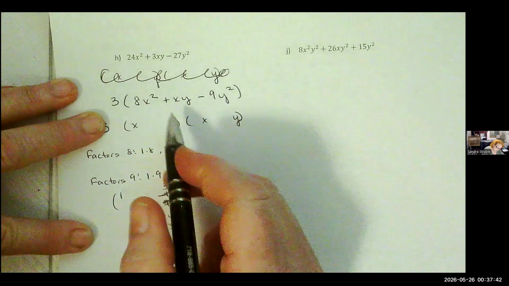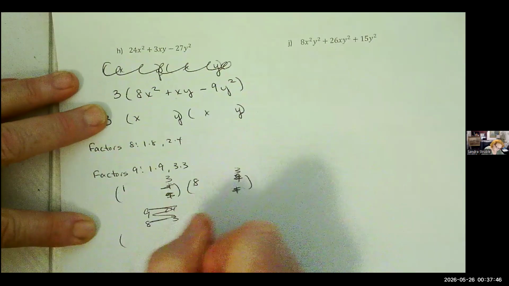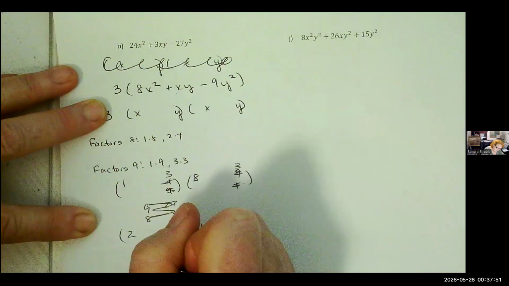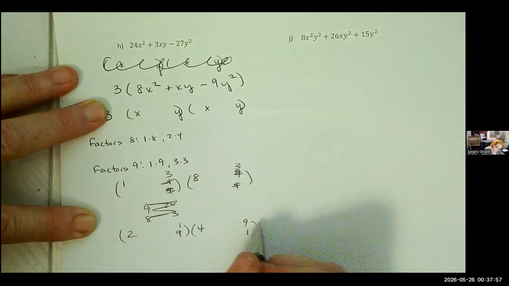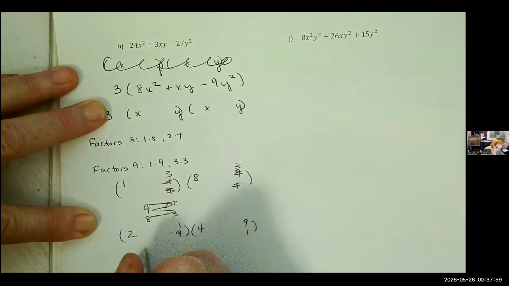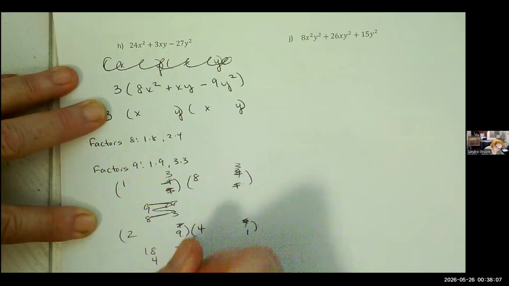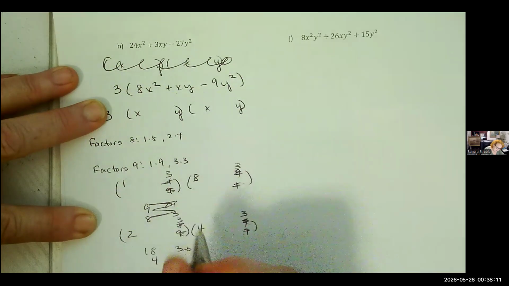So let's go to the next one. 2 and 4. We can try 1 and 9. 2 times 9 is 18. 1 times 4 is 4. Does not give me 1. 9 times 4 is 36. 2 times 1 is 2. That doesn't work either. Let's hope the 3's work. 3 times 4 is 12. 3 times 2 is 6.